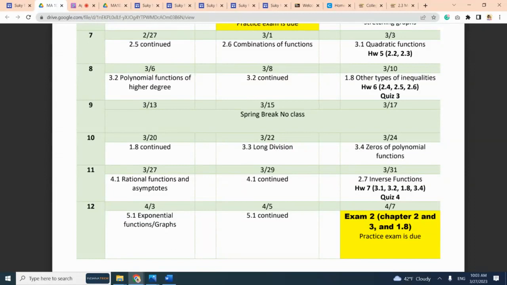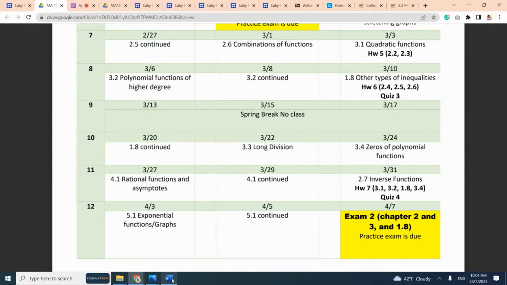Do you have an exam 1 formula sheet? You might have it. And is there an exam 2 formula sheet? Okay, so let's continue. This week you have homework 7 and quiz 4 on Friday. Your exam 2 covers chapter 2, chapter 3, and section 1.8. That means 4.1, 2.7, and 5.1 are not in your exam 2, because we still need to cover new things while you're reviewing for the exam.